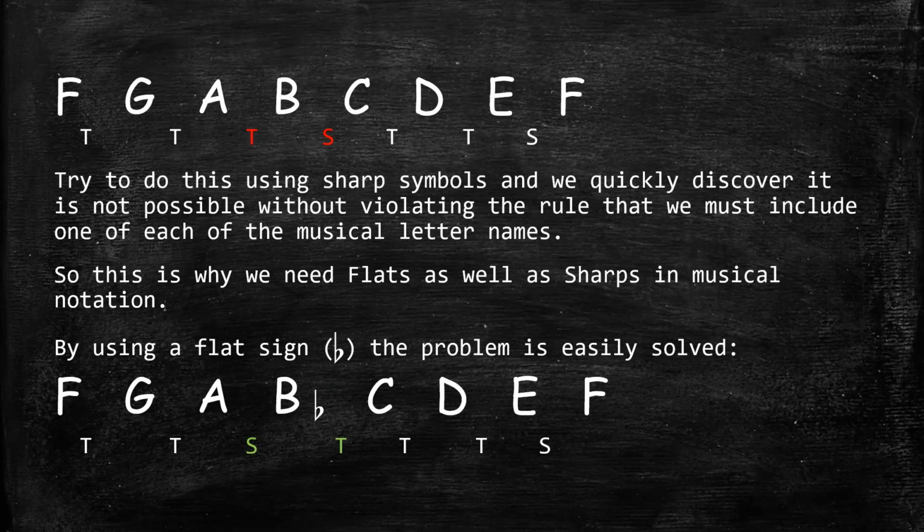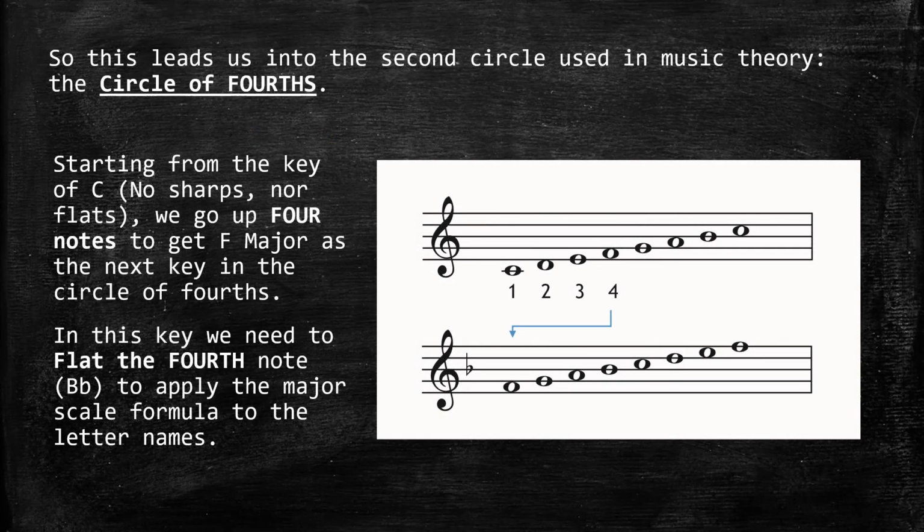Try to do this using sharp symbols and we quickly discover it is not possible without violating the rule that we must include one of each of the musical letter names. So this is why we need flats as well as sharps in musical notation. By using a flat sign, the problem is easily solved. So this leads us into the second circle used in music theory, the circle of fourths.